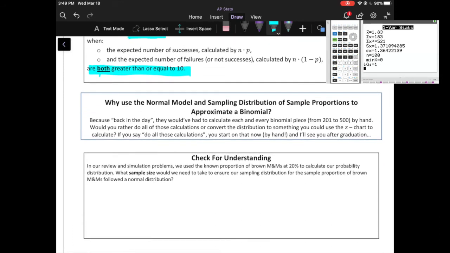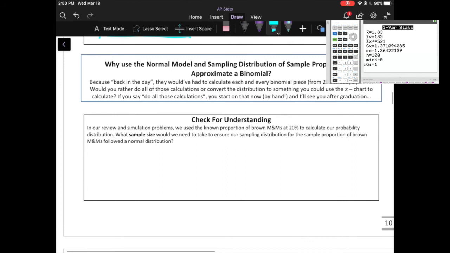So why use a normal model and sampling distributions of sample proportions to approximate binomial? Because back in the day, they would have had to calculate each and every binomial piece from 201 to 500 by hand. Would you rather do all these calculations or convert the distribution to something you could use the z-chart to calculate? If so, start on those calculations by hand now, and we'll see you after graduation.